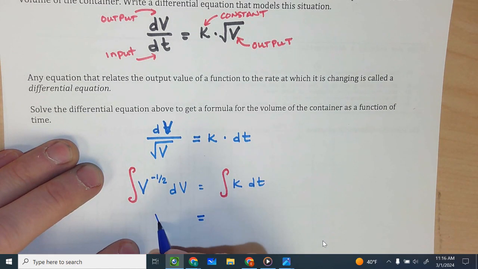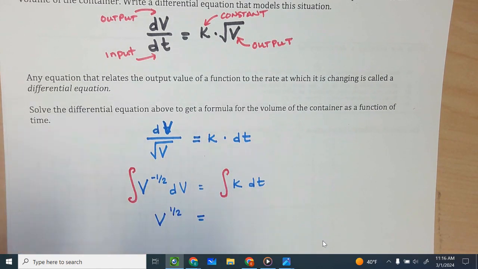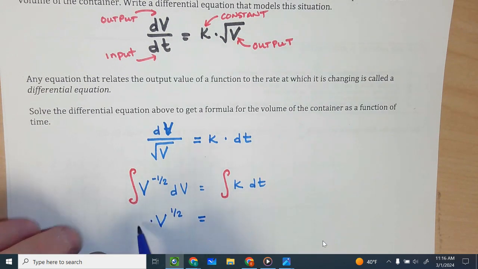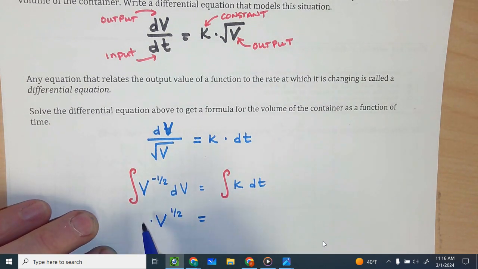Power gets kicked up by 1, so the power is now going to be 1/2. Multiplied by, we need a constant right here. 1/2 times what would give us a coefficient of 1? The answer is 2.